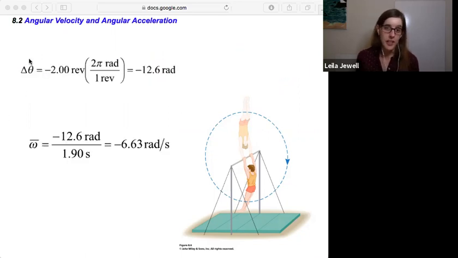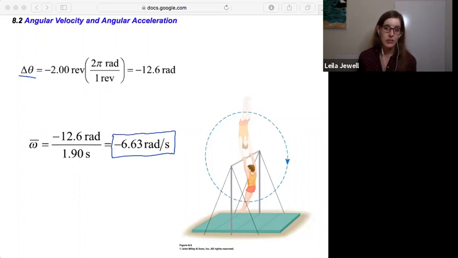So let's take a look. Our angular displacement is negative 2 revolutions because of that direction being clockwise, times 2 pi radians per rev. That ends up being 4 pi radians, which is, if you multiply it out, negative 12.6 radians. Typically the pi's will be multiplied out and we'll just have answers in decimal format. If you then want to find your average velocity, we know that average velocity is the angular displacement divided by the time. So we have the angular displacement, negative 12.6 radians, divided by 1.9 seconds. And that comes out to negative 6.63 radians per second.